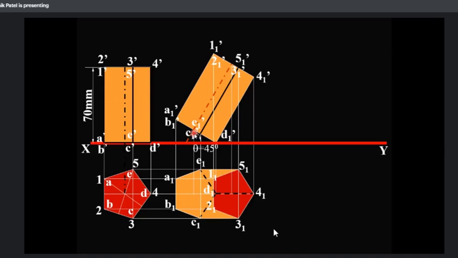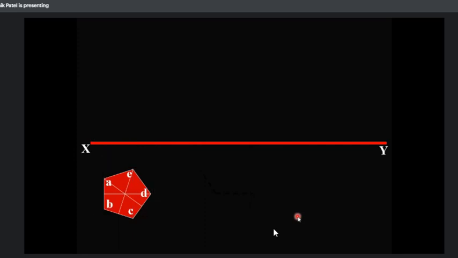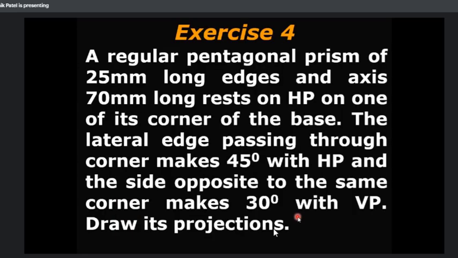Now your last step. Here you will read the last line: the side opposite to the same corner makes 30 degrees with the vertical plane. What is the meaning of this statement? Your pentagonal prism is resting at corner D. Now the side opposite to corner D is which side? AB. So you have to incline AB at 30 degrees with the vertical plane.